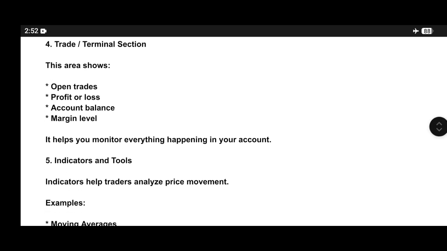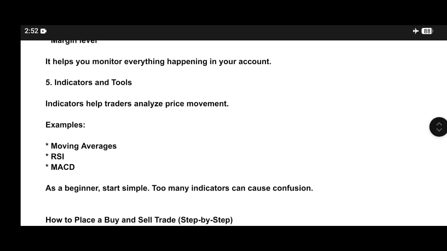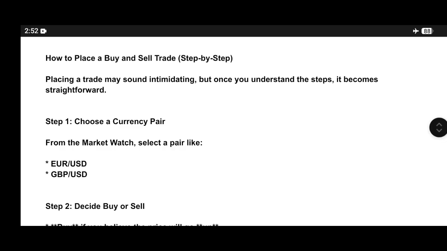Then number five is indicators and tools. Indicators help traders analyze price movement. Examples are moving averages, RSI, MACD. As a beginner, start simple. Too many indicators can cause confusion. Are you getting my point? So you need to start simple as a beginner and avoid too many indicators to avoid confusion.